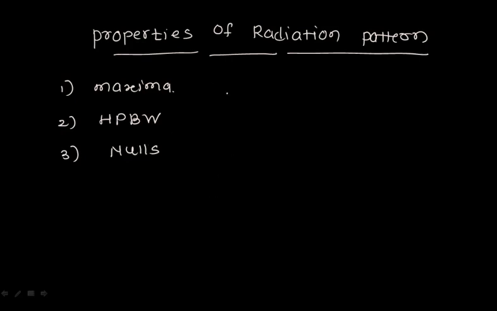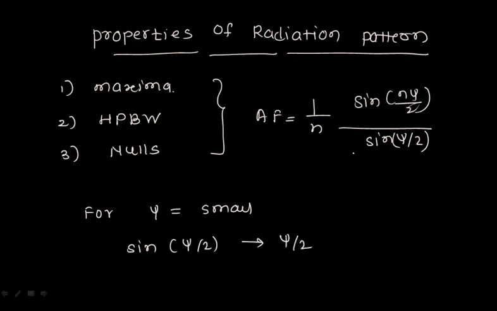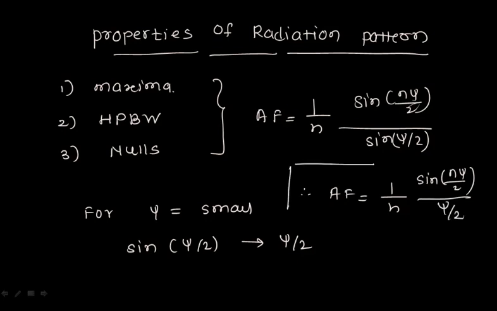Now, this particular thing depends on the array factor expression, which we have already seen. It is 1 by n sine of n psi by 2 divided by sine of psi by 2. What will happen if your psi tends to 0, or if you have very small values of psi? For psi having a very small value, sine of psi by 2 tends to psi by 2. So in this case your array factor is equal to 1 by n sine of n psi by 2 divided by psi by 2. This is the case when your psi is very small.